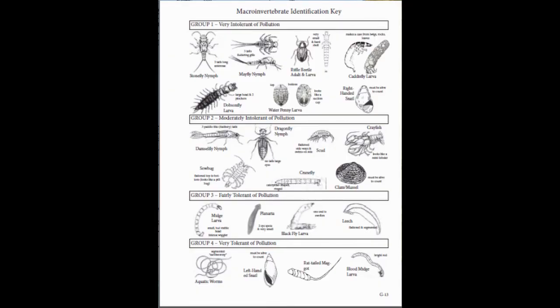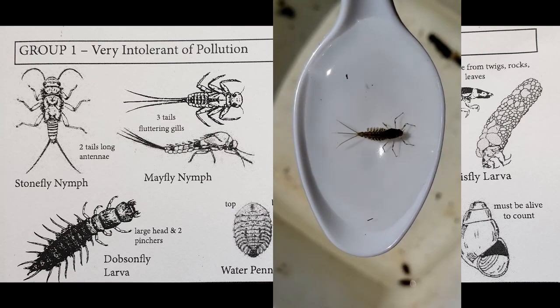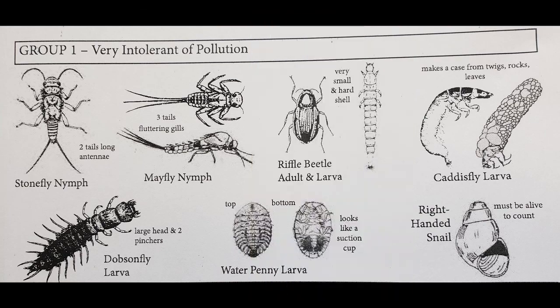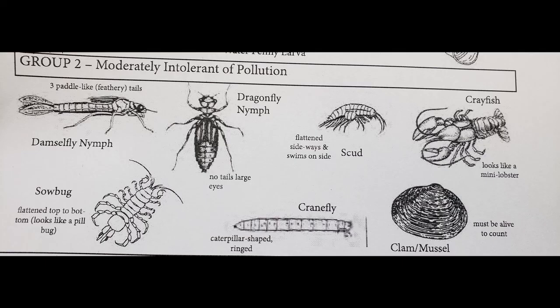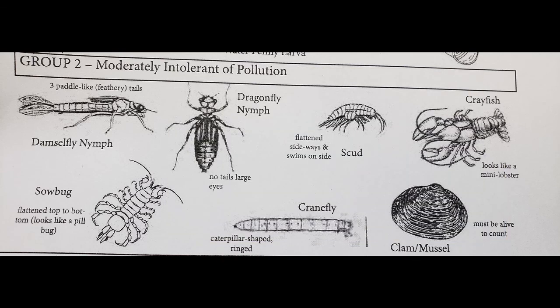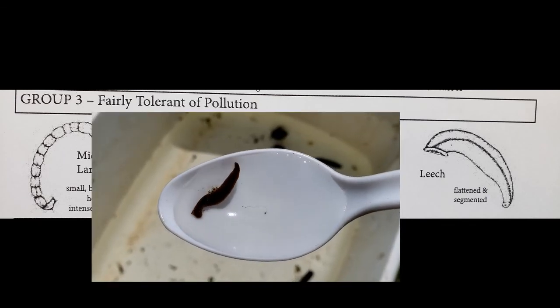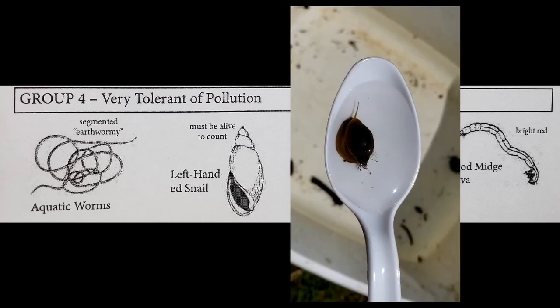Now let's see if we can learn a little bit about what we found, now that we know what a few of the things are. For our sampling today, we did find a few things from, I think, almost each of the tolerance level groupings. So in group number 1, we did find some mayfly larvae and a caddisfly. Those for sure we had. We did find sowbugs, scuds. We found a damselfly nymph from group number 2. We for sure found leeches in group number 3. And group number 4, we did have a few left-handed snails.